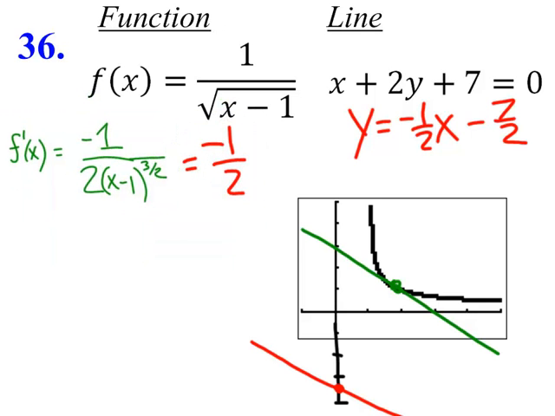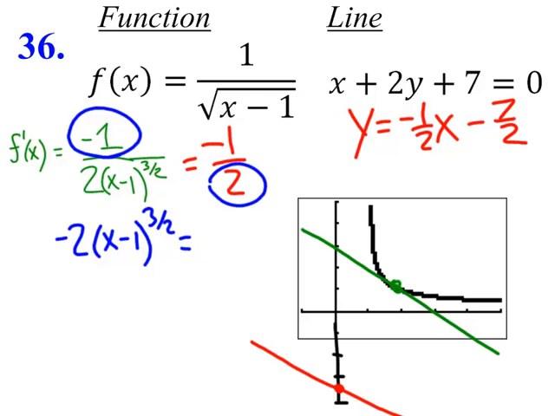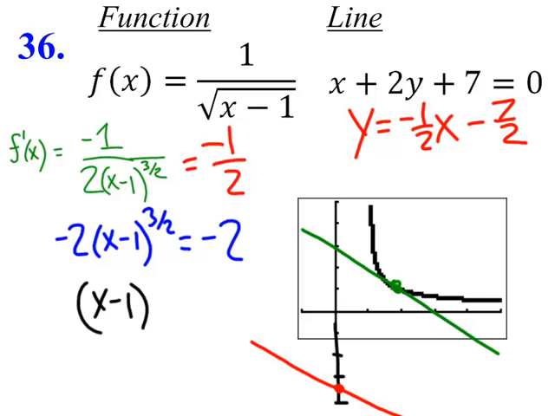Let's cross multiply. So I do negative 1 times this denominator. That'll give me negative 2 times (x minus 1) to the 3/2 is going to equal negative 1 times 2, so it's going to give me negative 2. I'll divide both sides by negative 2, and that will give me (x minus 1) to the 3/2 equals 1. I'll raise both sides to the 2/3 power.